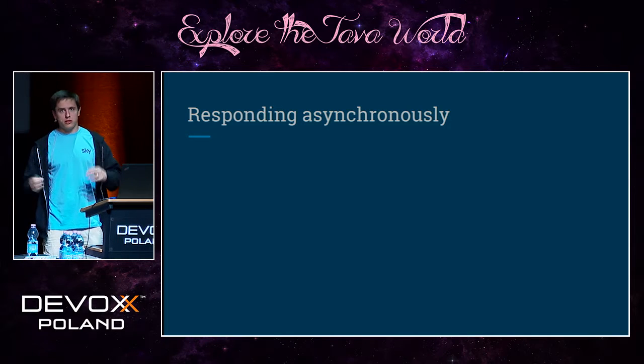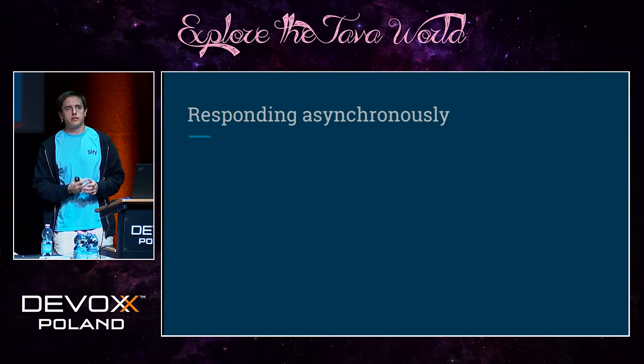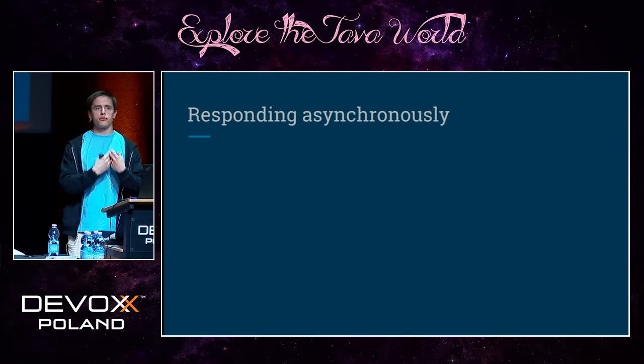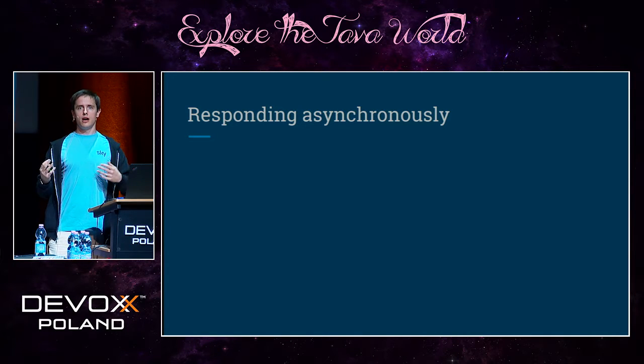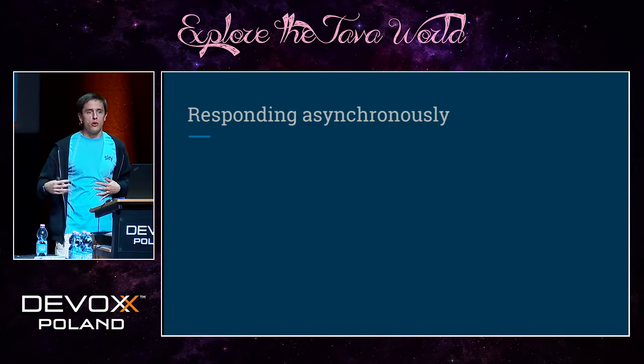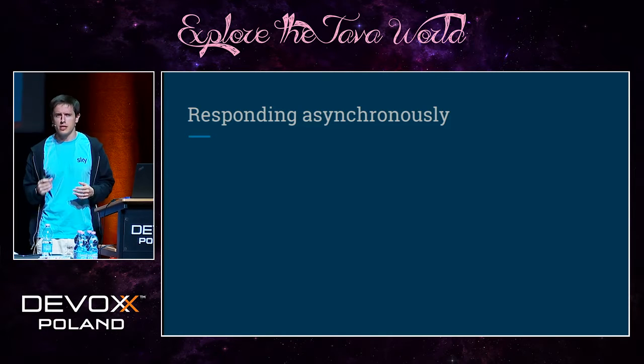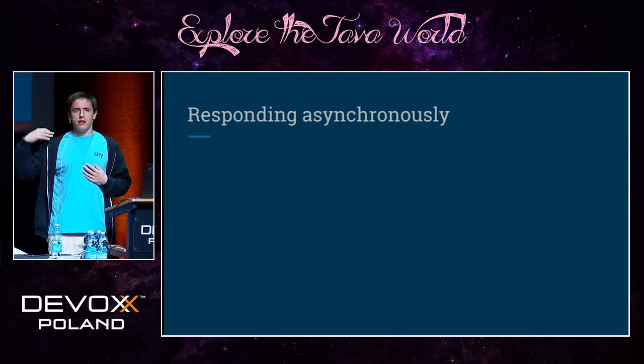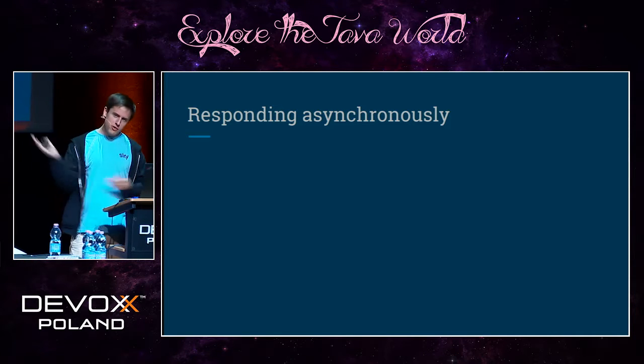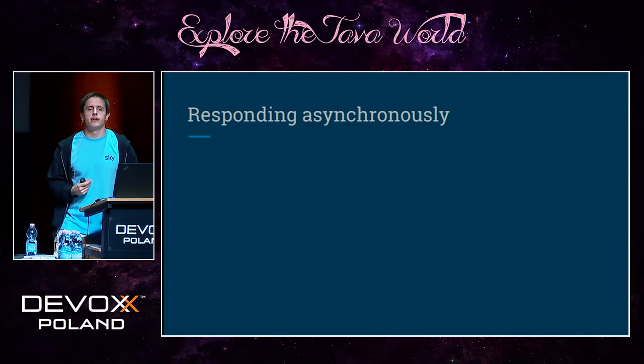So the alternative is to respond asynchronously. Rather than block a thread for the entirety of your request, if you're going to make an external call, so you're going to do something which isn't CPU bound within your process, then you need to not block that thread, and give it back to the framework to use for someone else.